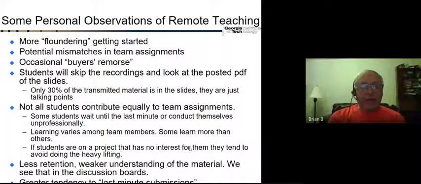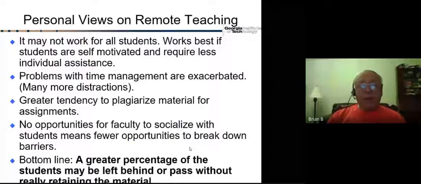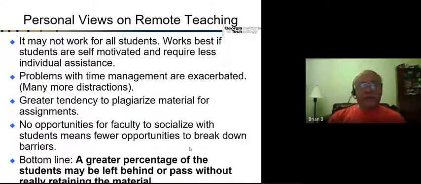I have found personally that there's less retention of the material, a weaker understanding, remote versus local, and there's a greater tendency to do last minute submissions. I think remote isn't going to work for everybody. It works for the more mature students who need less individual assistance. And if, for example, you're taking an advanced calculus course and it's your first time and you're not that good at math, this might not be the mechanism for you.